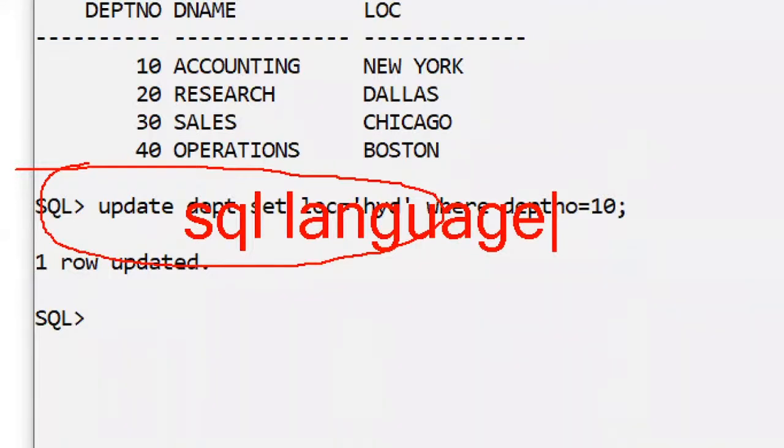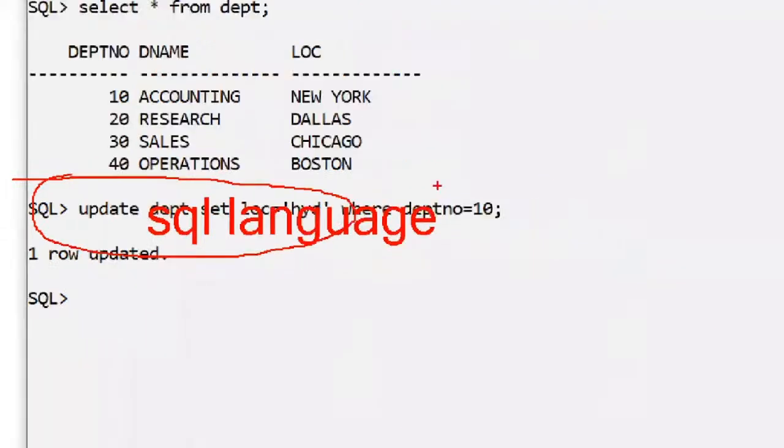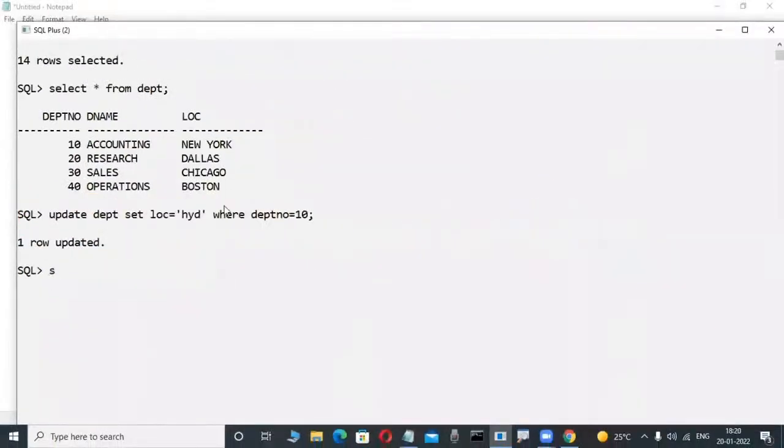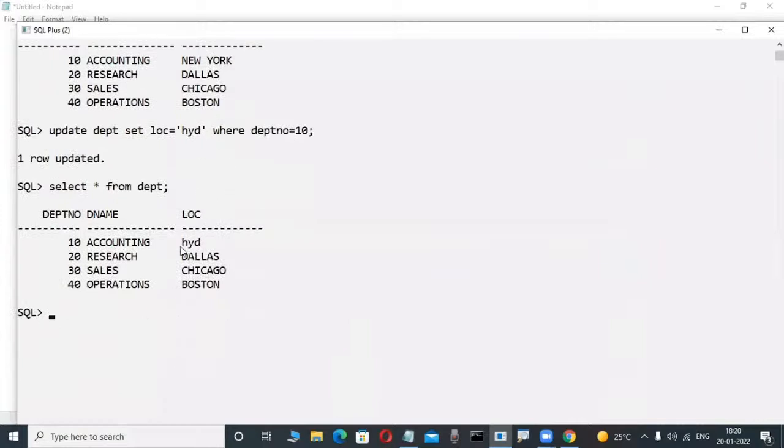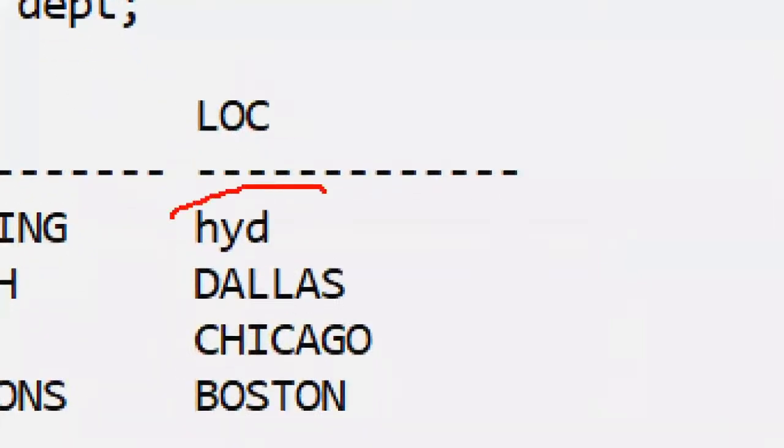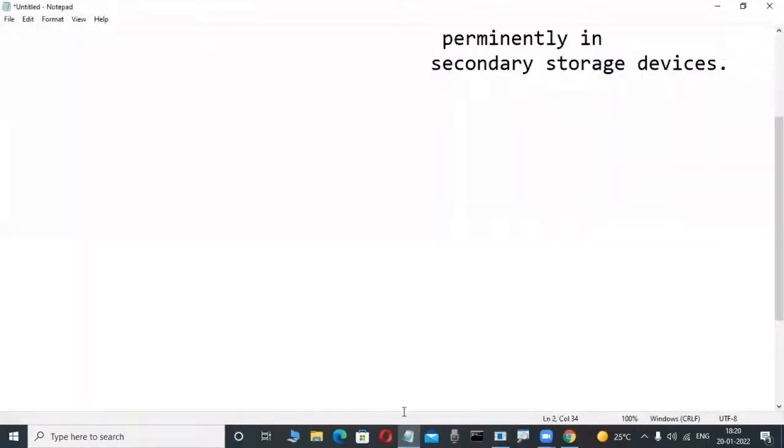Now observe it here. Once we write this type of coding, which is called the SQL language, it is automatically reflected in your database. Observe it here, your database. In the previous case, New York is there, but in this case, Hyderabad is the location, or not? Yes. That's why always observe it here.